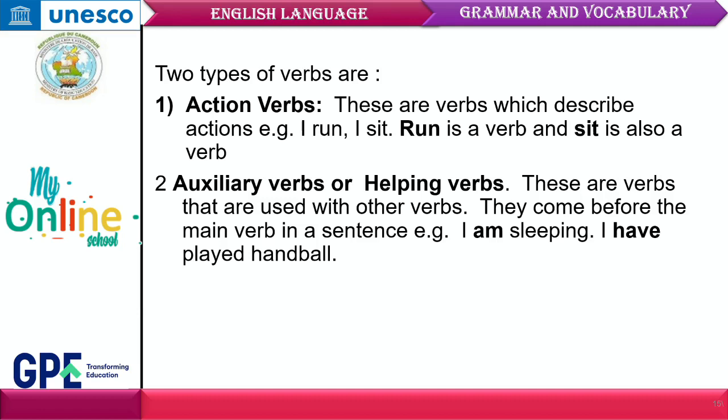The second category of verbs is called auxiliary verbs or helping verbs. These are verbs that are used with other verbs. They come before the main verb in a sentence. For example, I am sleeping. I have played handball. Am and have are auxiliary verbs that have been conjugated in a given tense.